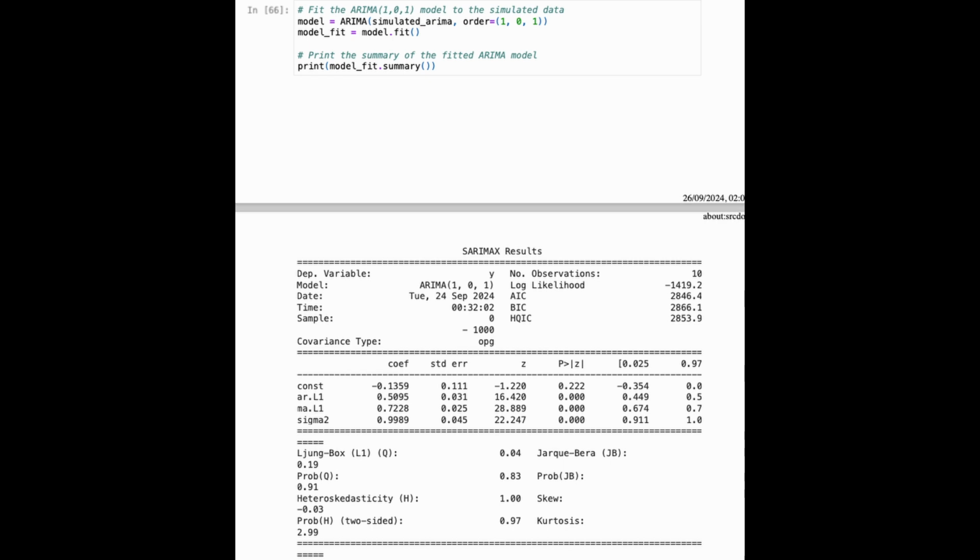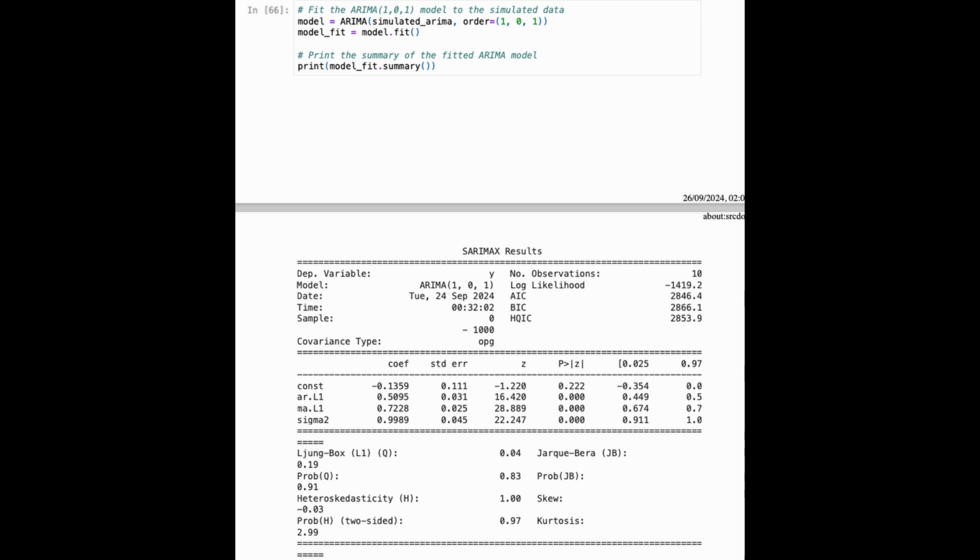Jarque-Bera test: the JB statistic is 0.19. The probability of JB is about 0.91. This test checks whether the residuals follow a normal distribution. The higher p-value indicates we fail to reject the null hypothesis of normality, suggesting the residuals are normally distributed, which is definitely a desirable property for a well-fitted model.